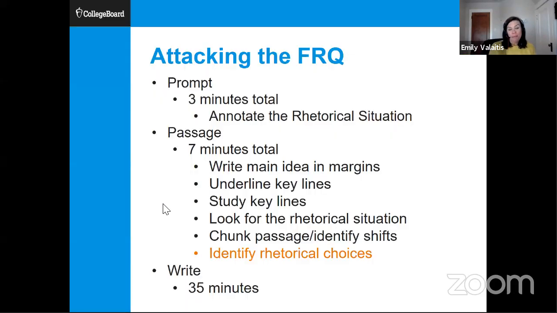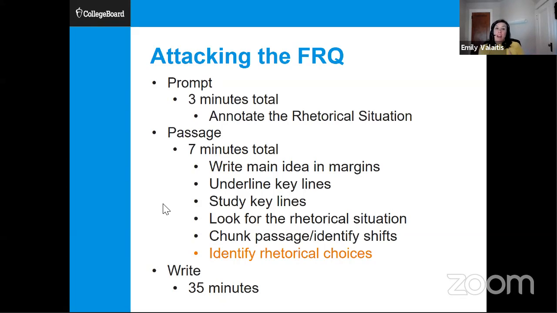All right, so just to review, when it comes to the free response question, I would take 10 minutes of just drafting, reading, and preparing. 3 minutes for your prompt, really just looking for the rhetorical situation, and then 7 minutes to skim the passage itself, writing ideas in the margins, underlining and studying some key lines, trying to deepen your understanding of the rhetorical situation in the passage itself, looking to see, okay, now that I have my notes in the margins, am I seeing anything about how the passage moves or how it's shaped that might guide what I end up writing? And then again, the last step is to look for those rhetorical choices that support those ideas. Then that gives you 35 minutes to write.